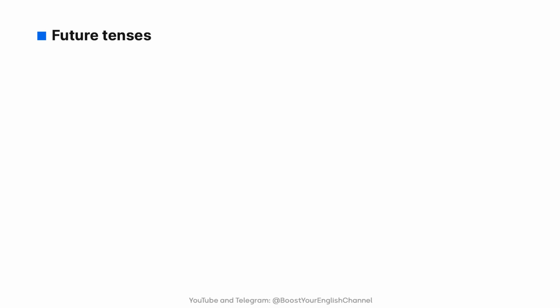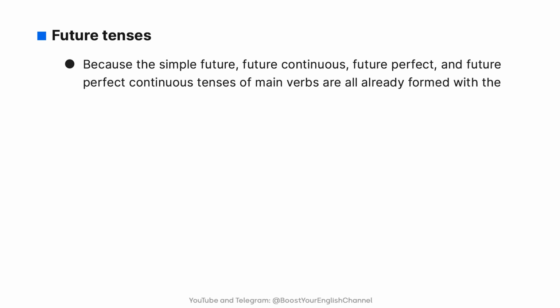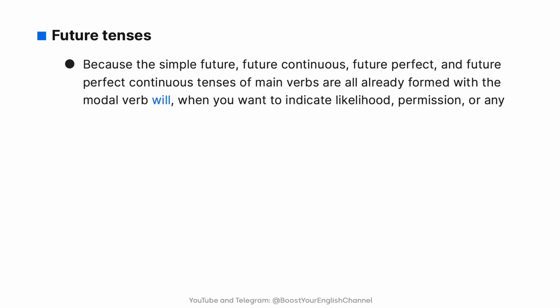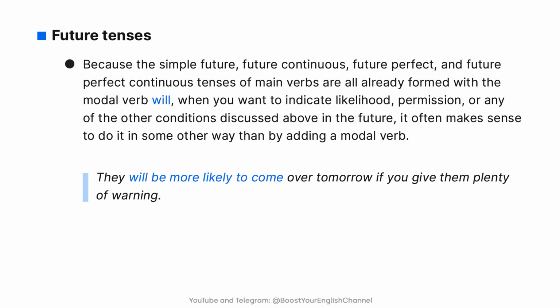Future tenses. Because the simple future, future continuous, future perfect, and future perfect continuous tenses of main verbs are all already formed with the modal verb will, when you want to indicate likelihood, permission, or any of the other conditions discussed above in the future, it often makes sense to do it in some other way than by adding a modal verb. They will be more likely to come over tomorrow if you give them plenty of warning.